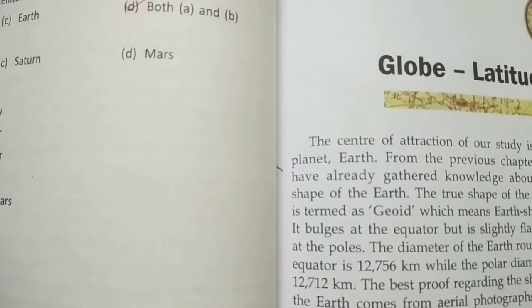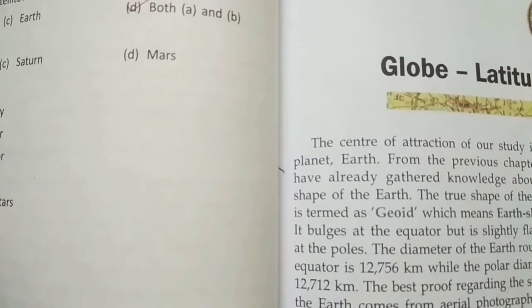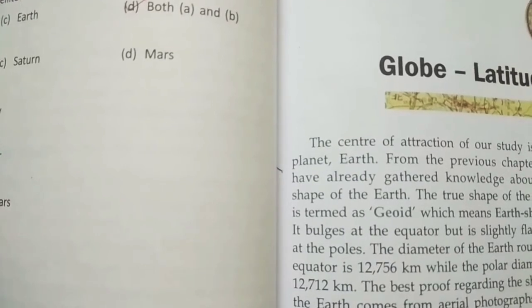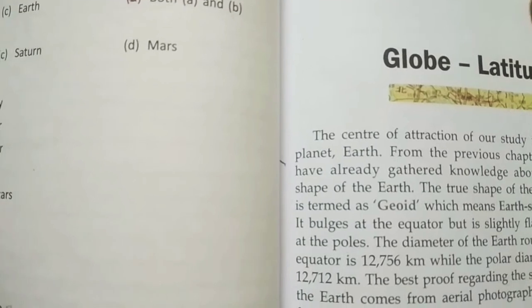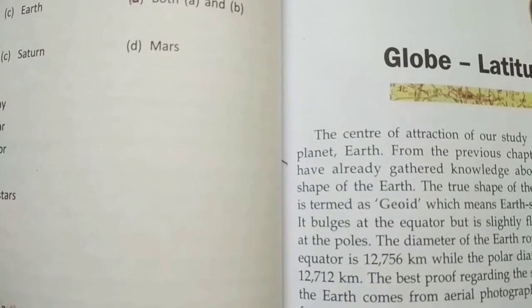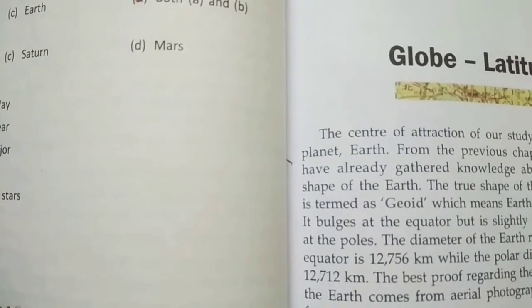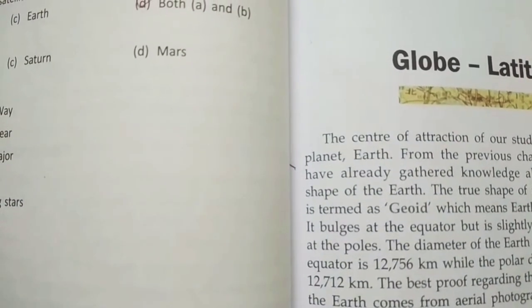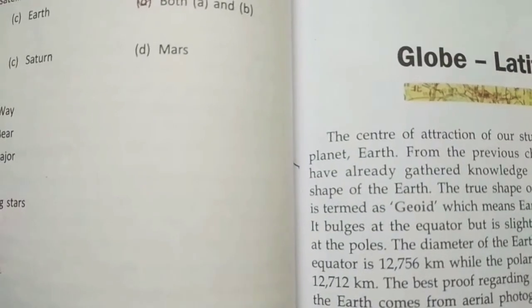The diameter of the Earth around the equator is 12,756 kilometers, while the polar diameter is 12,712 kilometers. The best proof regarding the shape of the Earth comes from the aerial photographs taken from satellites.